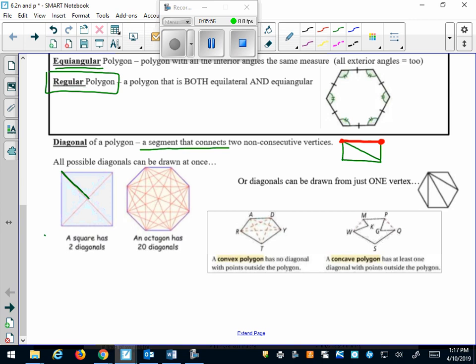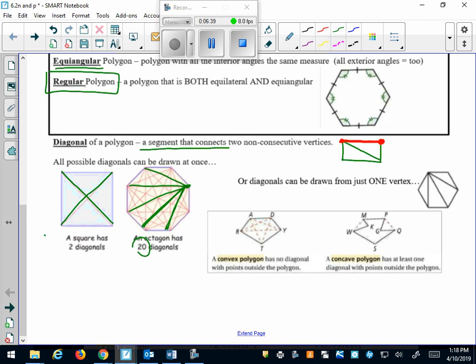So when you have a square like this, I can draw a diagonal that way. I can draw a diagonal that way. But that's it, right? But what if I have an octagon? In an octagon, if I go to this vertex, I can draw 1, 2, 3, 4, 5 diagonals from that one vertex. So how many diagonals are there altogether? Seems like there'd be 40, right? Why is there only 20? Because you can't count them twice, right?